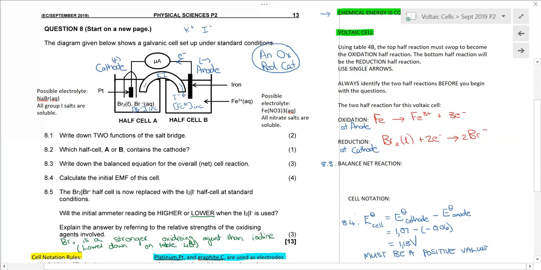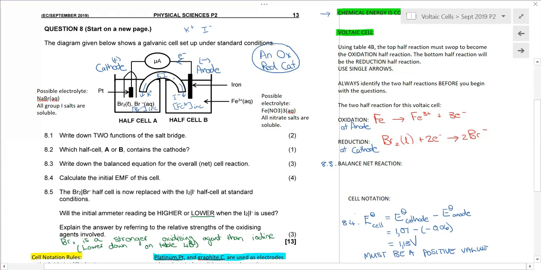So the potassium ions from the salt bridge, which are positive, will move in here to neutralize the extra bromide ions that form according to this half reaction. So the cations, the positive ions, move into the cathode side from the salt bridge. So let's just recap that. From the salt bridge, the anions move to the anode side, the cations move to the cathode side. So this salt bridge, as you can see, is completing the circuit.